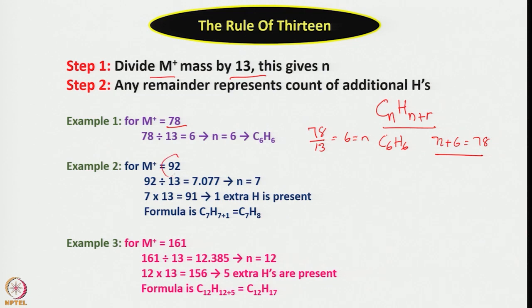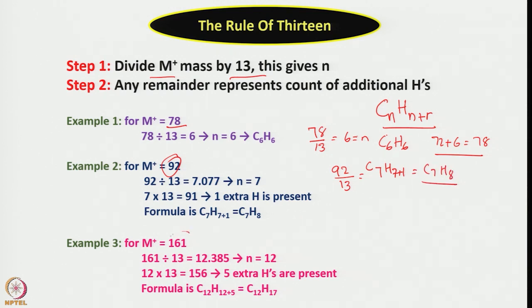Now let's look into 92 here. 92 divided by 13 gives 7, remainder is 1, so C7H7 plus 1 equals C7H8. Yes, we have C7H8 here, cycloheptatriene.